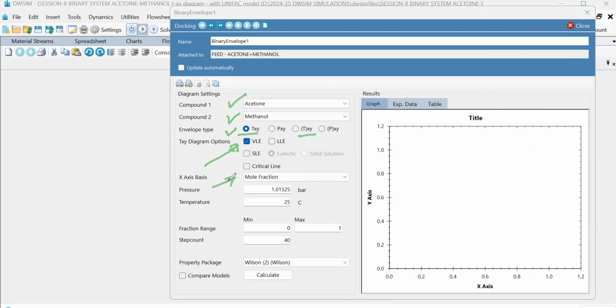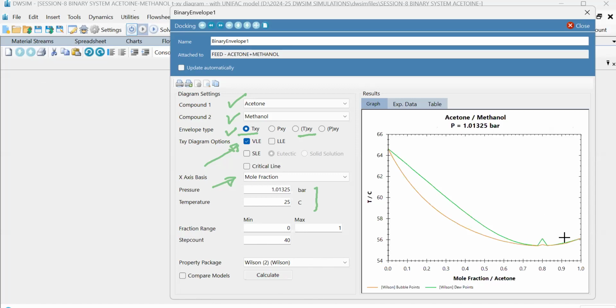The X-axis is mole fraction, pressure and temperature are given, and there are total fractions. Now this is the Wilson model. First of all, I'm taking the Wilson model and trying to understand and calculate with it. Using the Wilson model, what is the TXY? It is calculated. There is a bump here, that means there is a little disturbance here. This is not smooth.